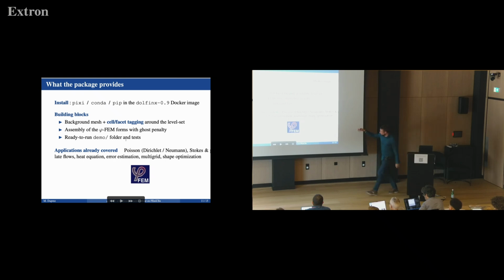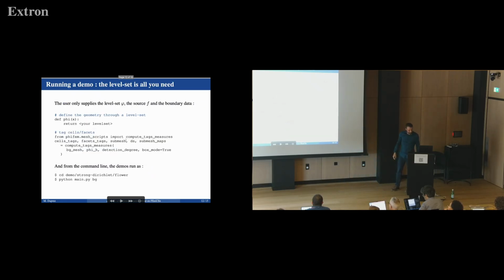And I have presented the Poisson-Dirichlet problem, but it works also for Stokes and the heat equation. We have a residual error estimator. We combine it with a multigrid strategy, and we are studying now shape optimization problems. And in this package, you need only to consider the level set function, and it will build the tags used in the resolution.